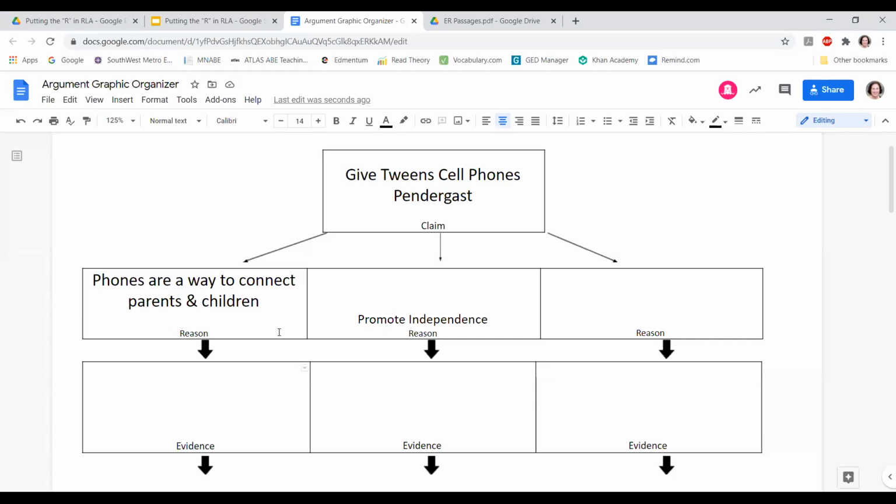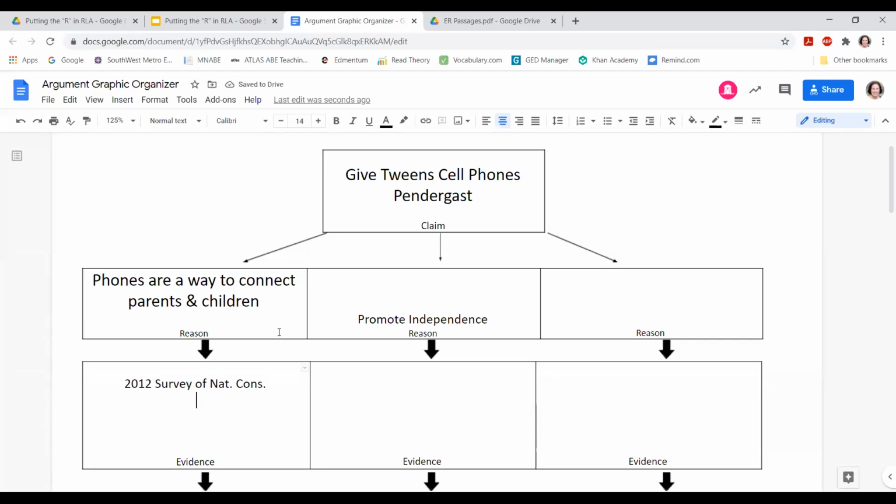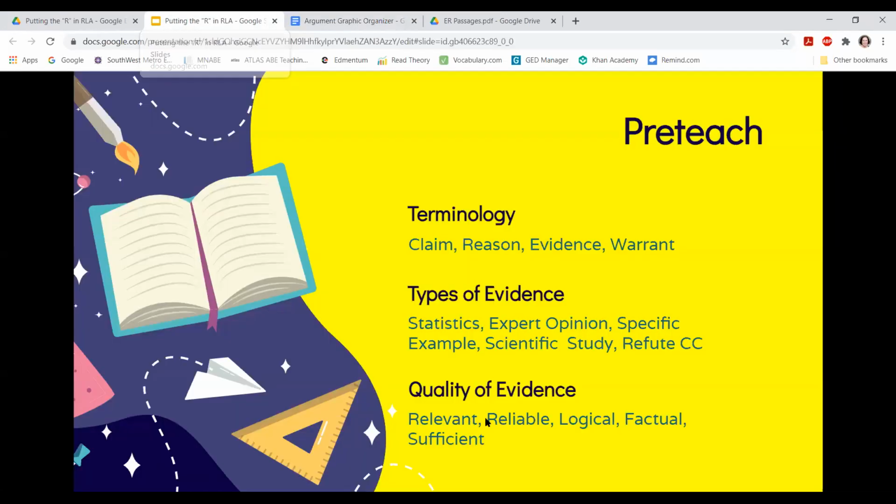And so for that particular reason, they had a survey from the National Conservatory. It said 60% of children ages 8 to 12 have cell phones. Okay. And then we refer back to our main diagram, and we start to think, is that evidence relevant?